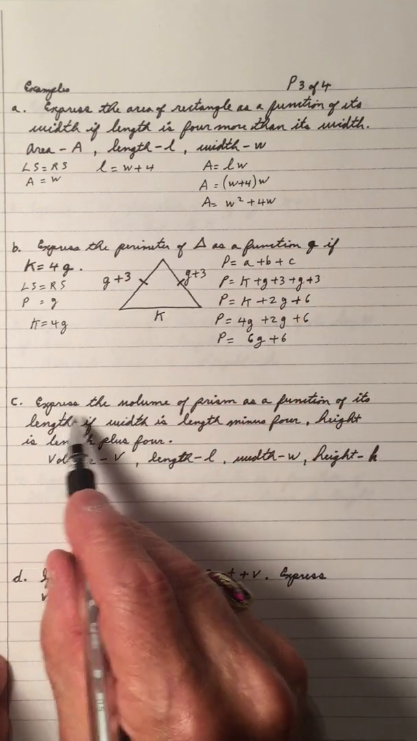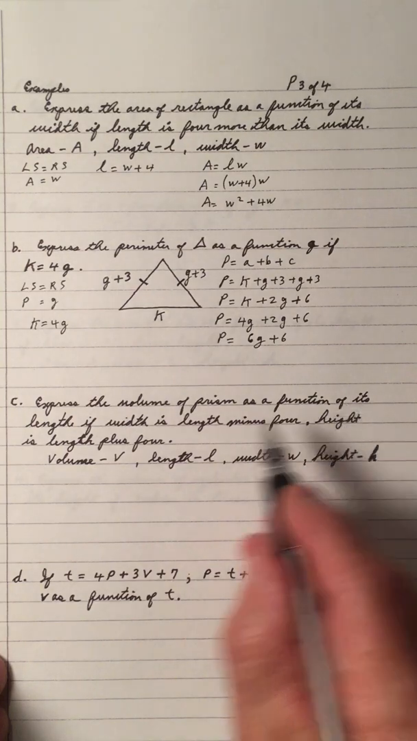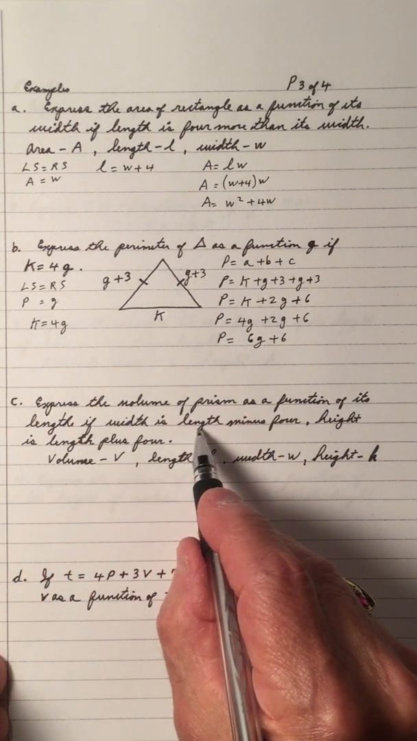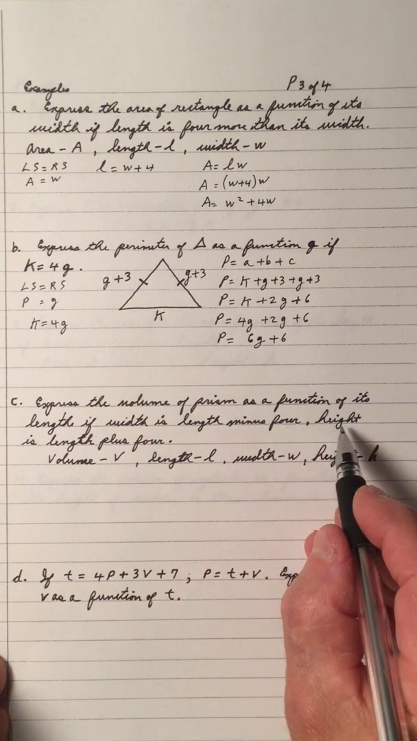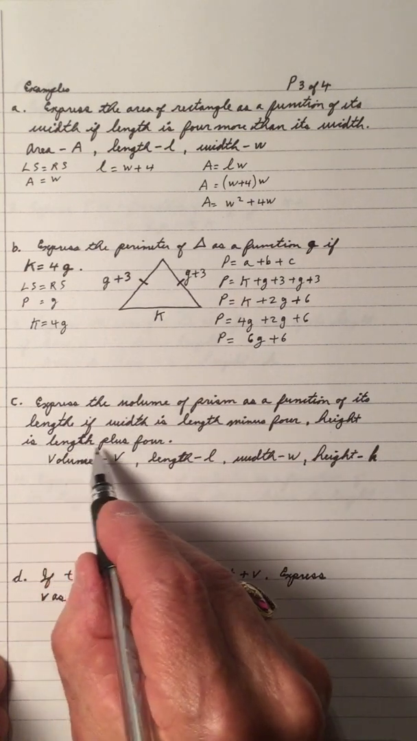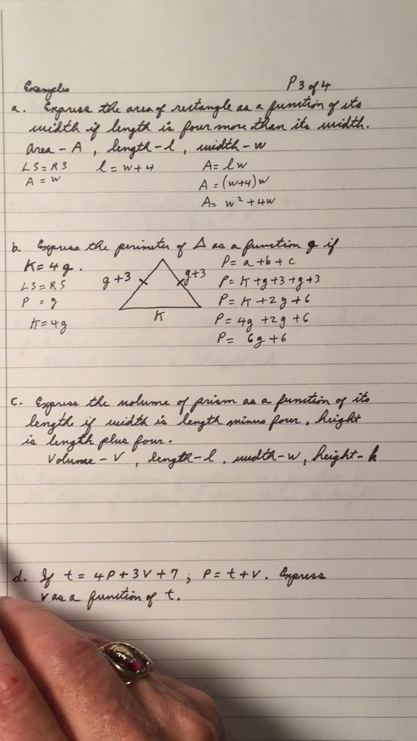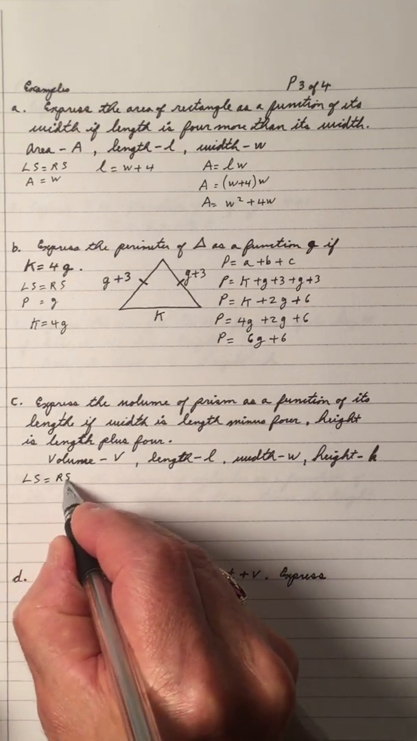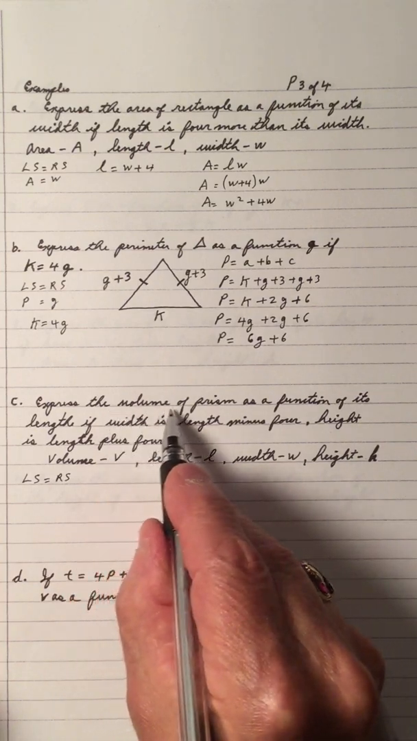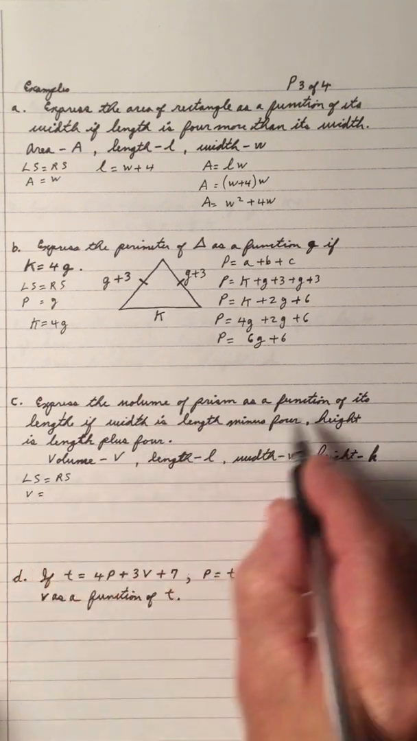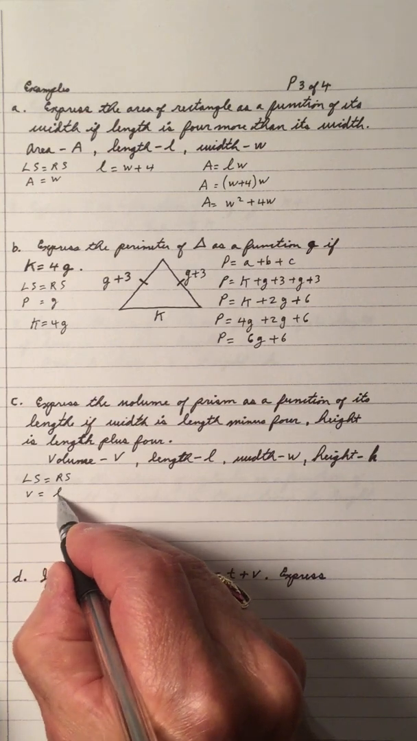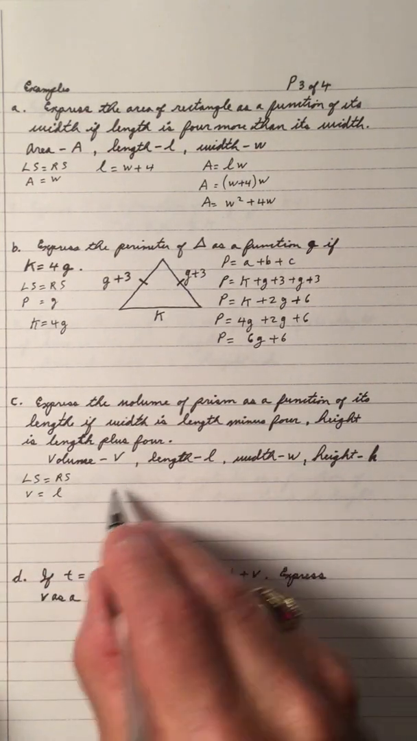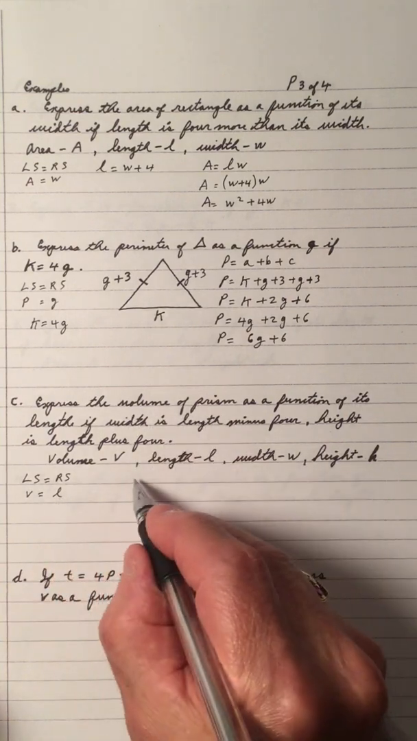Let's continue. Express the volume of a prism as a function of its length, if the width is the length minus 4, and the height is the length plus 4. Well, let's see what we got here. Again, we have a left side and a right side. We want the volume, which is the left side, as a function of the length.